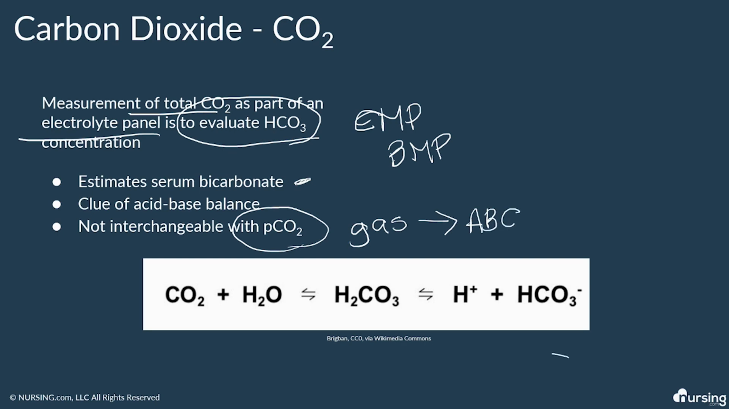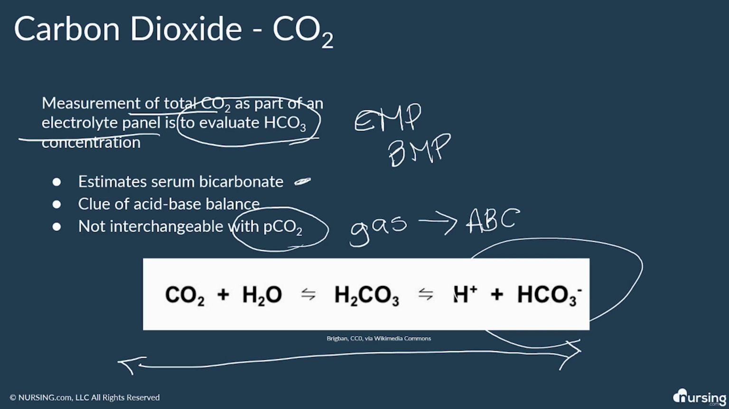Now, if you briefly look at this little interchange here, you can see that CO2 and H2O can eventually dissociate and become hydrogen and bicarb via carbonic acid. So just recall that carbon dioxide and bicarb have this interchangeable relationship depending on the number of ions.